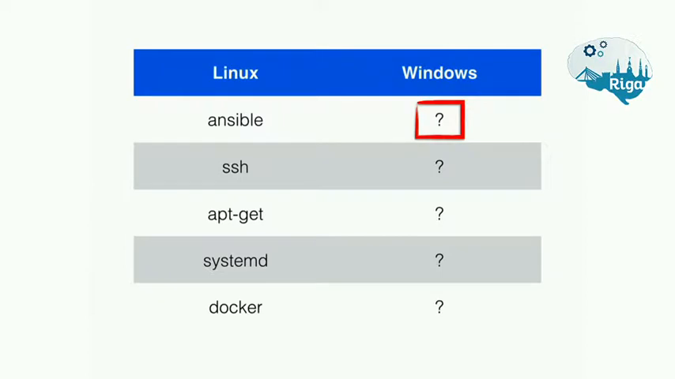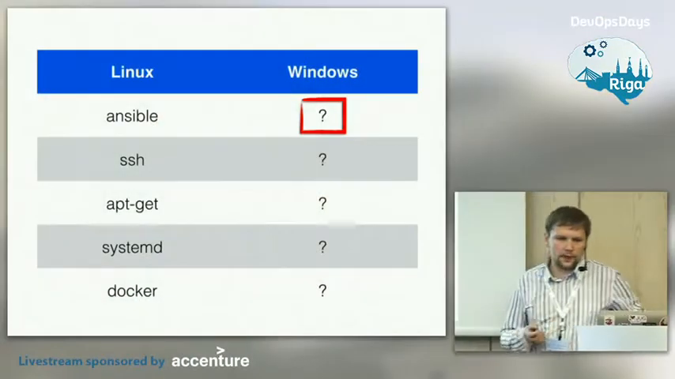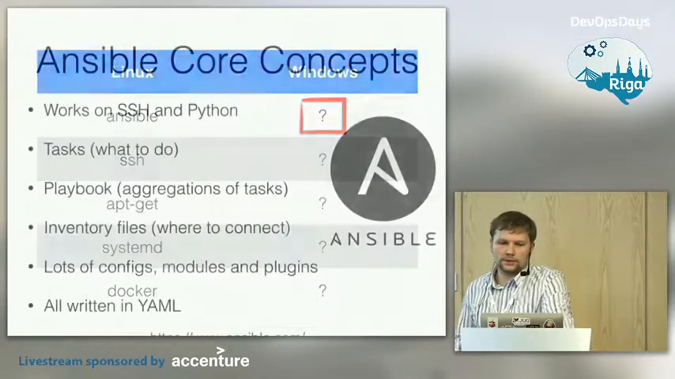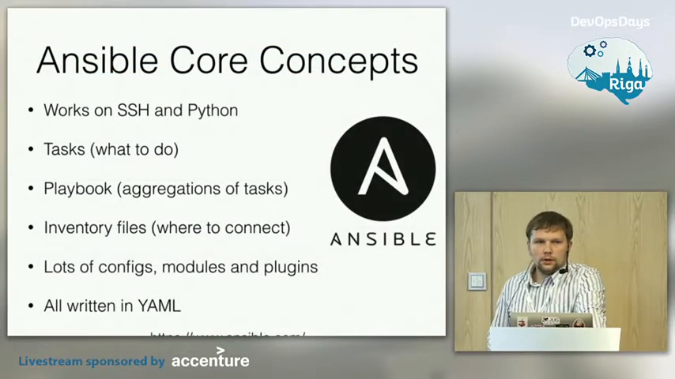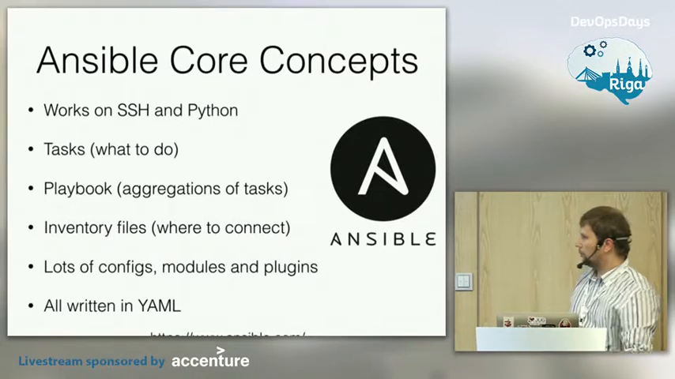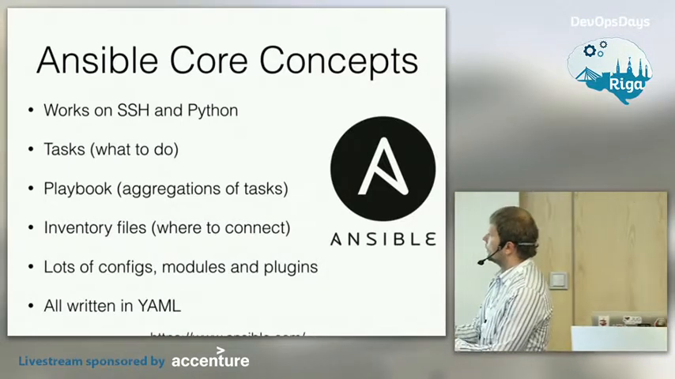Okay, so we have our Windows virtual machine on Google Cloud, and we have already envisioned how we deal with the typical deployment pipelines, and we would need the following tools: Ansible, SSH, apt-get, systemd, Docker, and a few others. So let's go one by one. So Ansible. Who knows Ansible? Too few, yeah, 20%. So we'll learn Ansible in 1 minute.